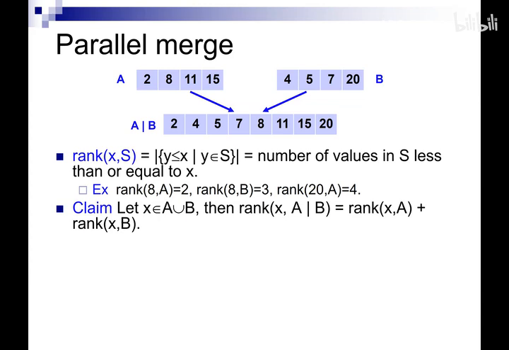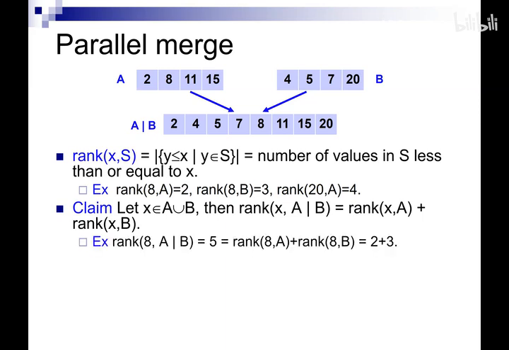Now we have this claim: suppose you take a number from either A or B, and now suppose you combine A and B into a big list, or a big set. Then the rank of this value x, which comes from A or B, in the combined list A concatenated with B, is going to be equal to the rank of x in A plus the rank of x in B.